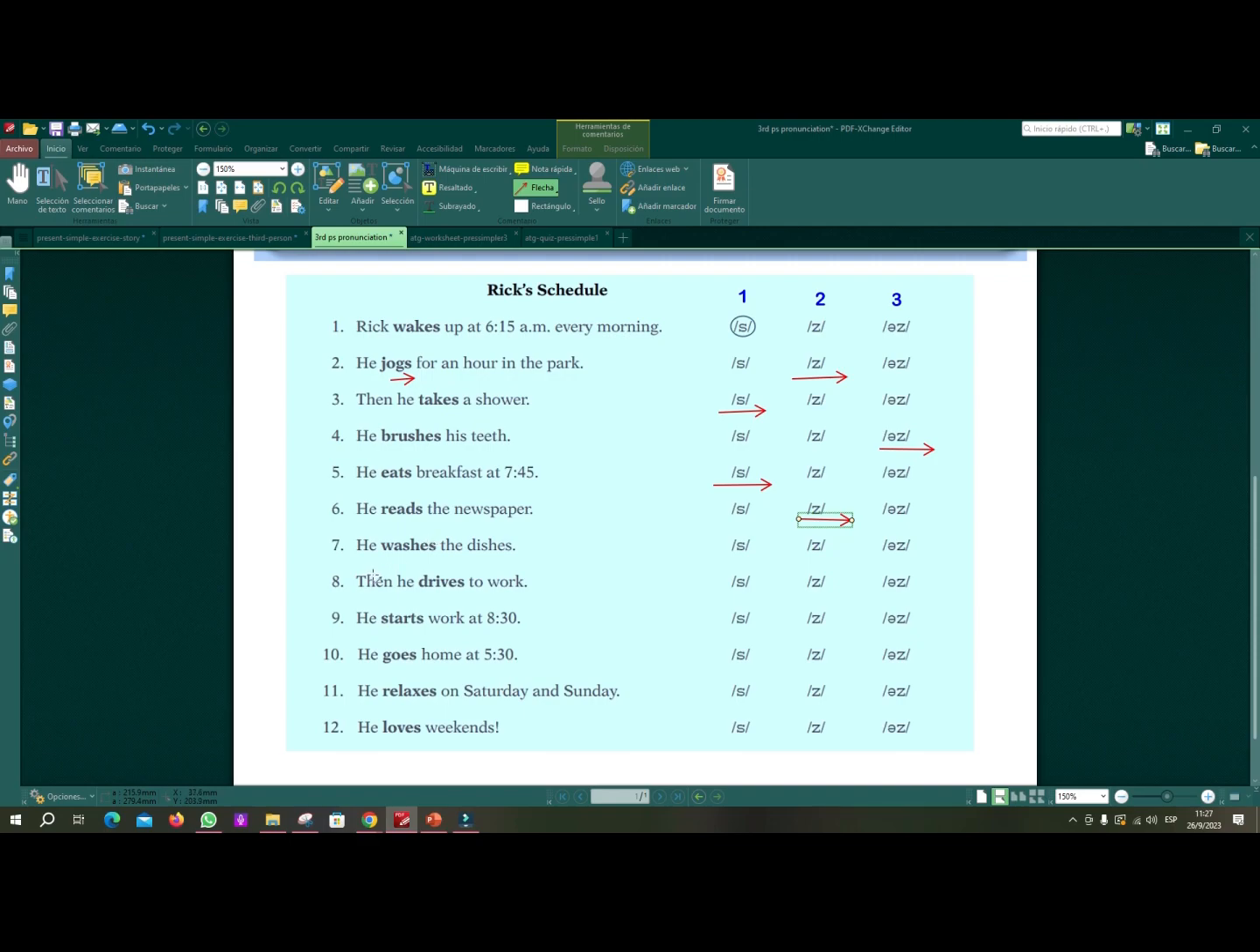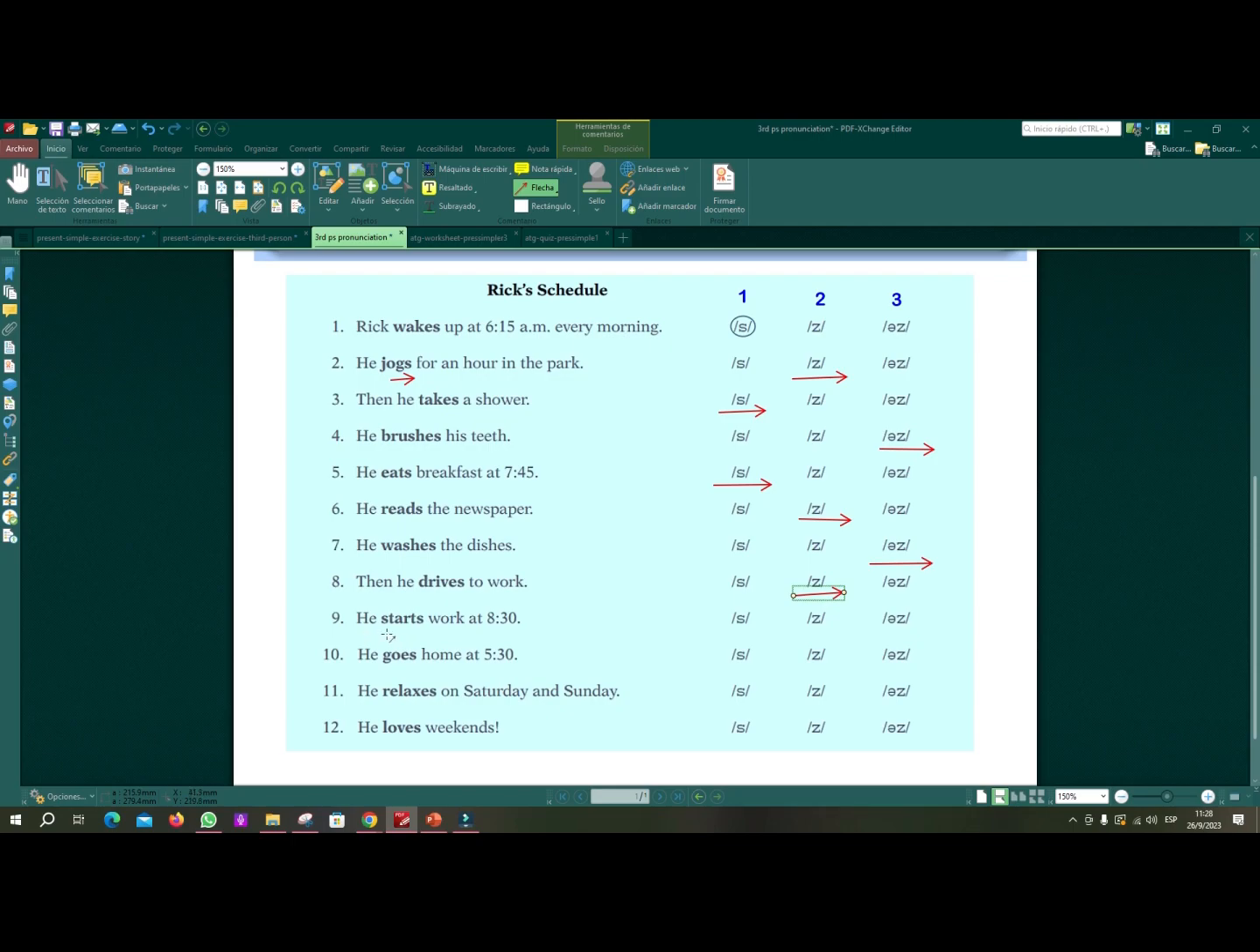7, he washes the dishes. Tenemos acá otra vez SH, le agregamos ES, ¿verdad? Entonces la pronunciación sería la tercera. Washes, right? Number 8, then he drives to work. That is the Z, right? Drives, right?